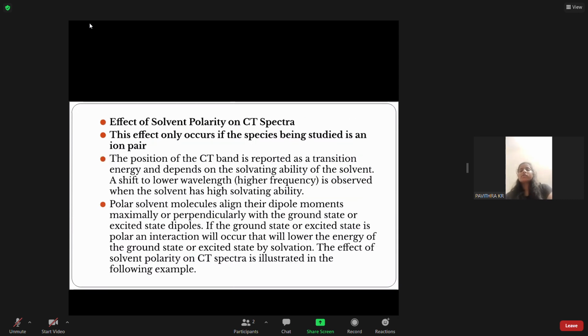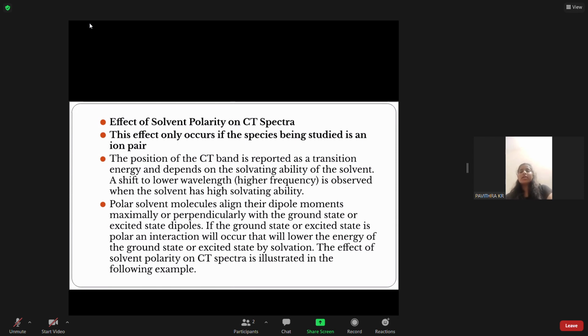Then, the effect of solvent polarity on CT spectra. This effect only occurs in species being studied as an ion pair. The position of the CT band is reported as transition energy and depends on the solvating ability of the solvent. A shift to lower wavelength is observed when the solvent has high solvating ability.